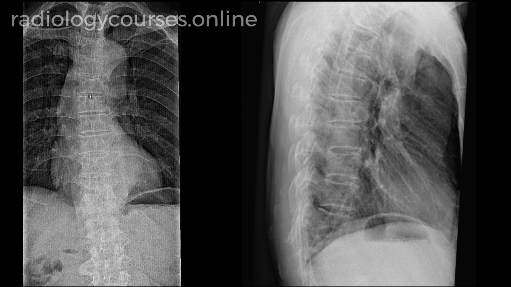What we need to see is how is the alignment. Apart from minor scoliosis, the alignment looks normal. Then we need to look at the vertebral bodies on both AP and lateral views.